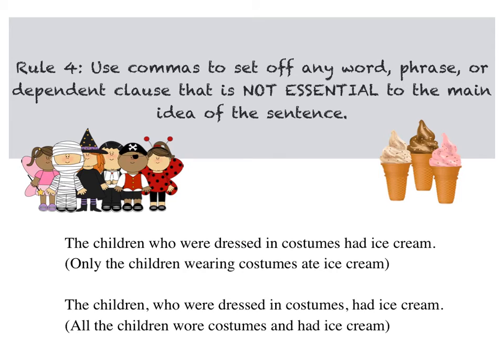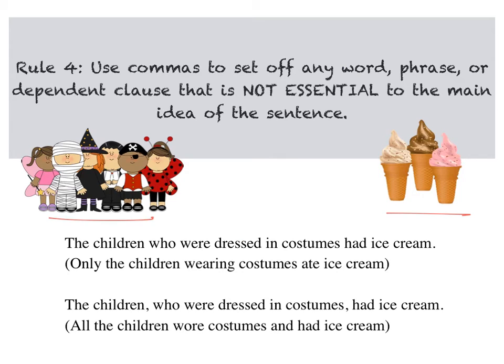Here is rule number 4, and it says, use commas to set off any word, phrase, or dependent clause that is not essential to the main idea of the sentence. So below here we have two sentences about the children having ice cream. In the first sentence we have no commas, and it says, "The children who were dressed in costumes had ice cream." And this implies that only the children wearing costumes actually ate the ice cream.